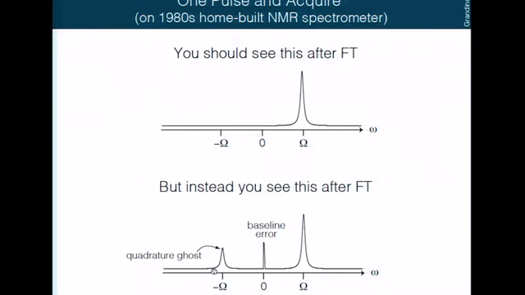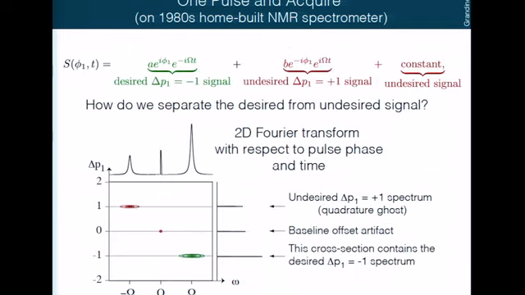So how do I get rid of this ghost? They're always going to show up at mirror image frequencies. So I just gave you the answer. If you acquire the signal in a one pulse experiment as a function of pulse phase, and you do that double Fourier transform, then the ghost will show up at delta P of +1, the baseline offset will always show up at 0, and your signal that you want is there at P equals -1.